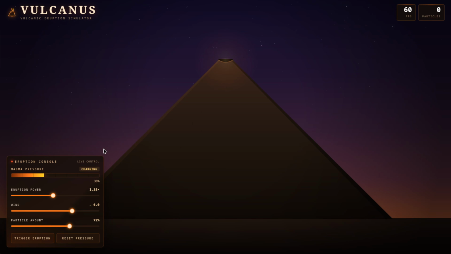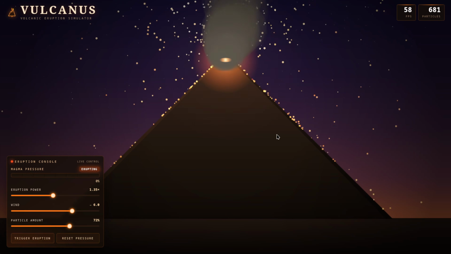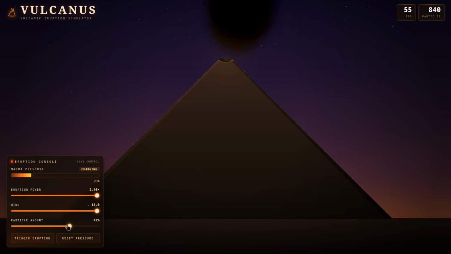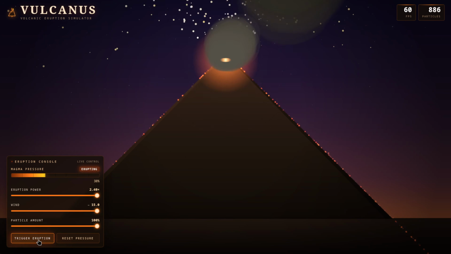This is Qwen 3.8, and it looks like it says charging. We have some sliders: wind, particle amounts. We've got a frames per second counter. Does that actually dip? Yeah, it does go up and down. Looks like it's rolling off some magma there. And we actually have a trigger explosion button and reset pressure. Let's see if we bump these up. What happens? Do we get some drops in frames per second?